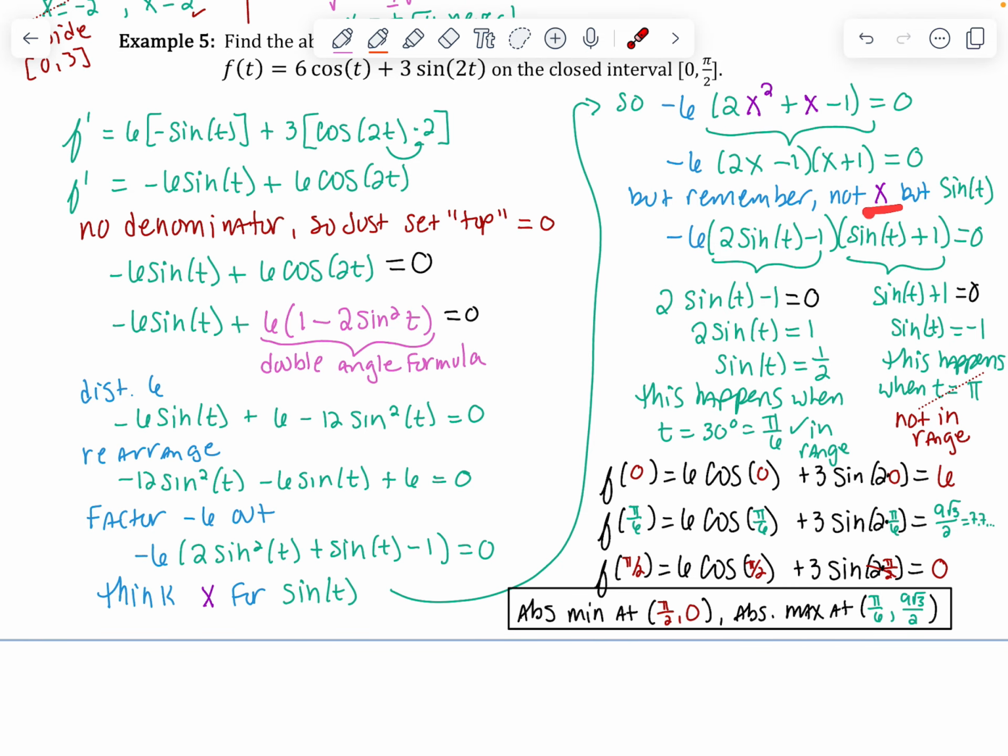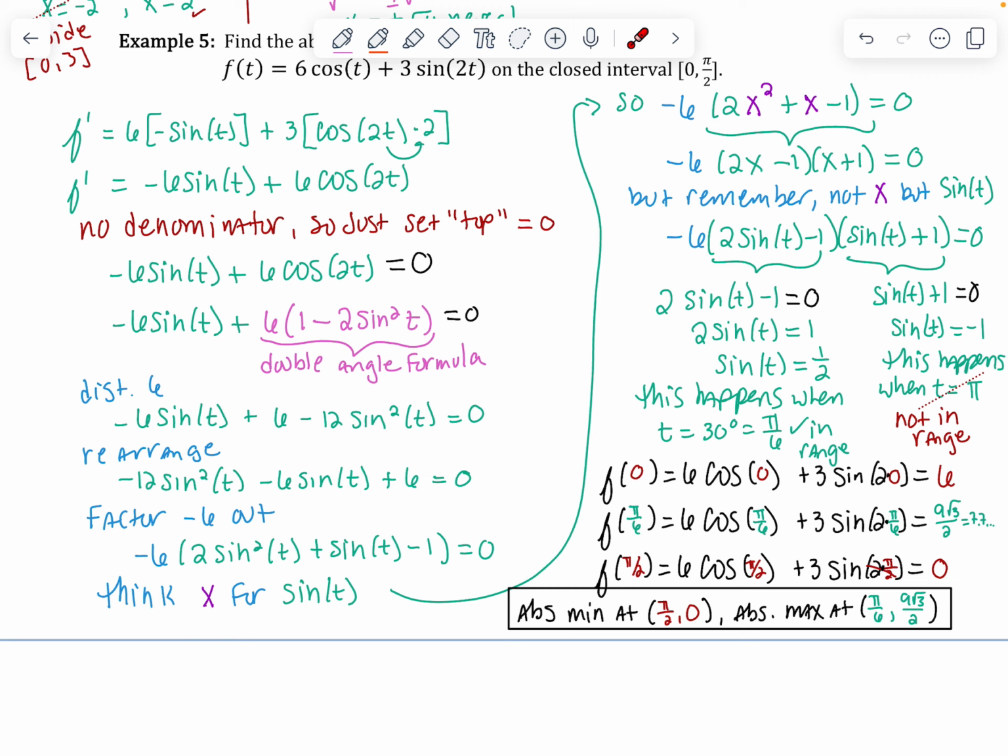So I had replaced sine with x. Now I need to move that sine of t back to wherever x was. This allows me to use the zero product property, where I'm not going to set negative 6 equal to 0 because there's no variable, but I am going to take 2 sine t minus 1 and set that equal to 0, add the 1 to the right side, divide by 2, and when does the sine of t equal 1/2?